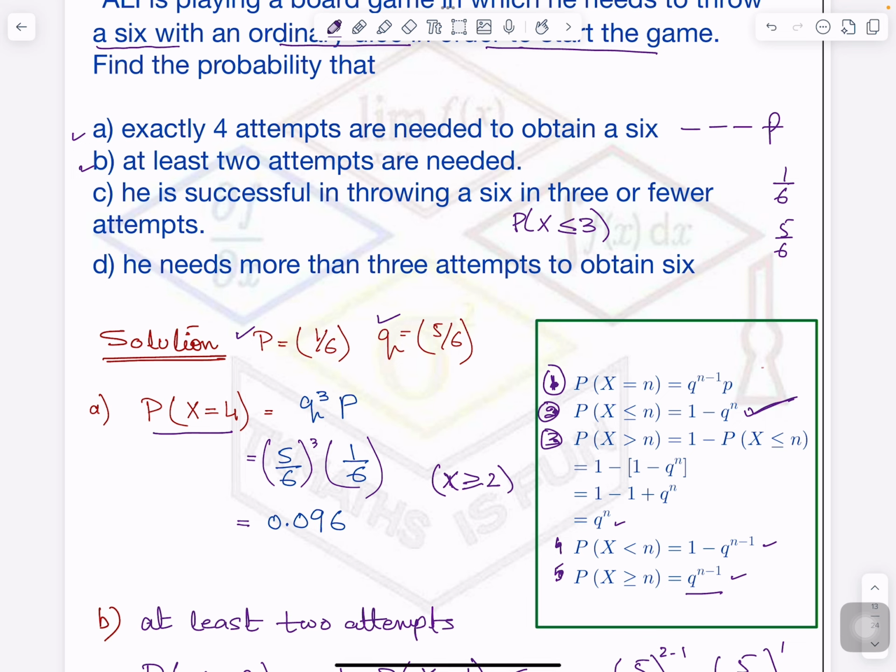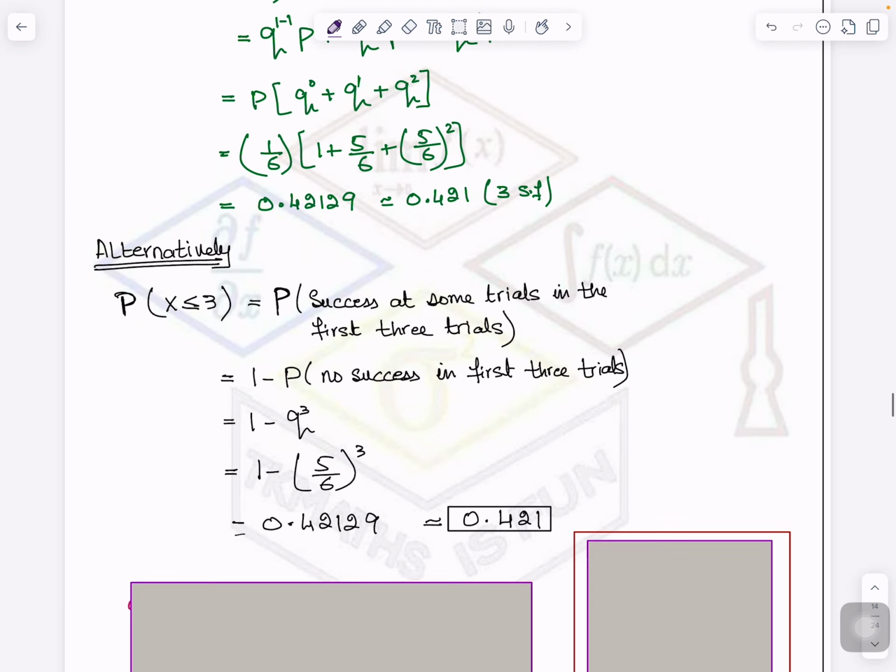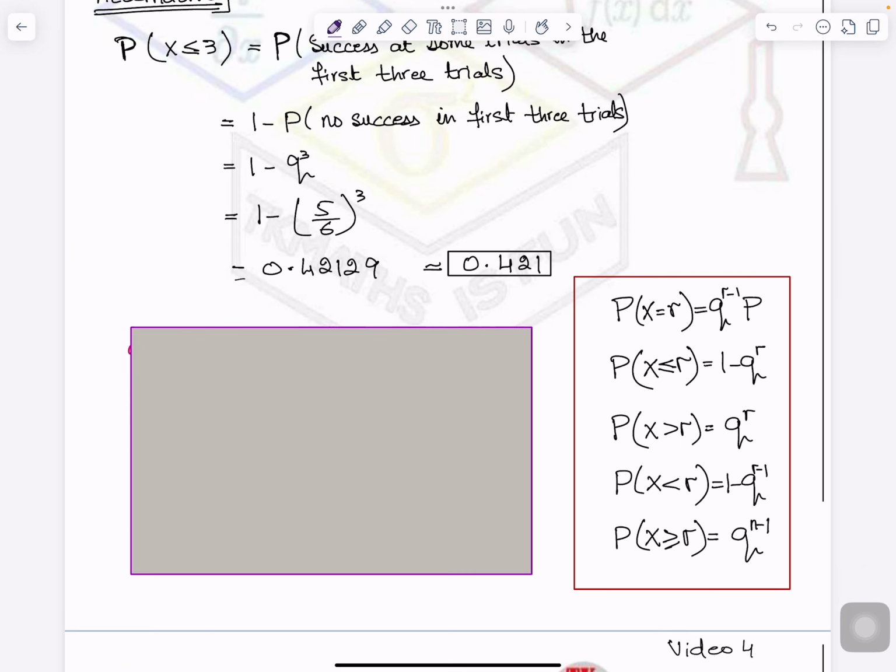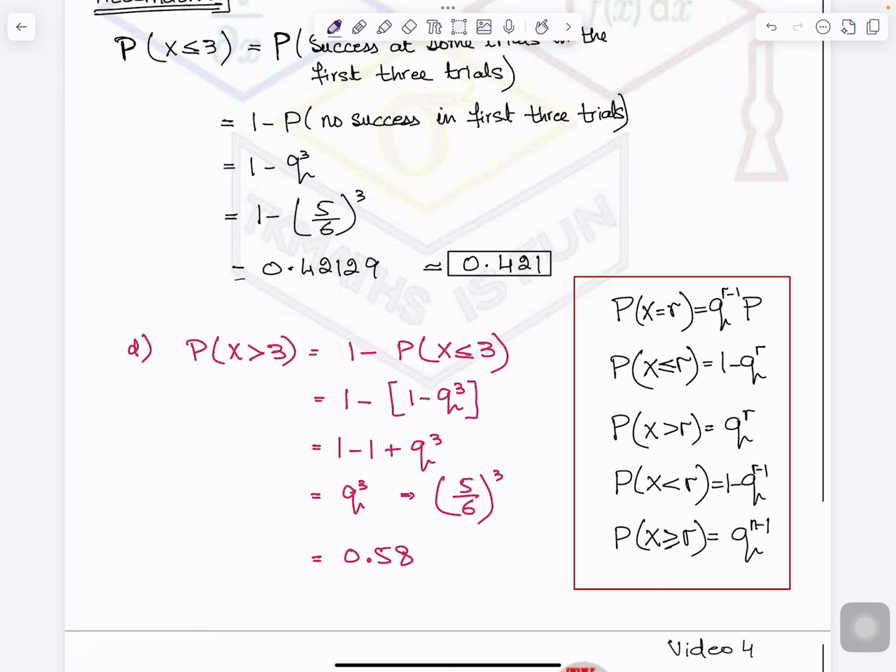Part D, he needs more than 3 attempts to obtain 6. More than 3 attempts means, now this is the question, greater than 3. Now greater than 3 is this part. So it is what? q power n. Let's see here. Formulae are here for you. You see, I'm trying to explain here the logic also. I'm trying to connect everything with the formula which will be given to you in MF19, and this is what I'm trying to do here. Whereas at the end I got q power 3, which was given here. So you got the answer correct, 0.58.